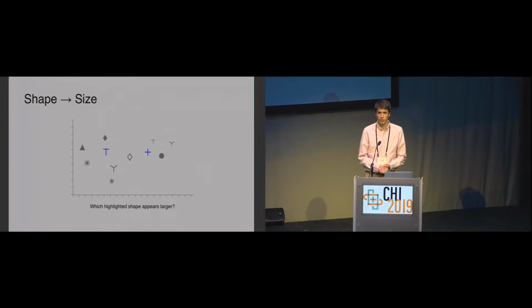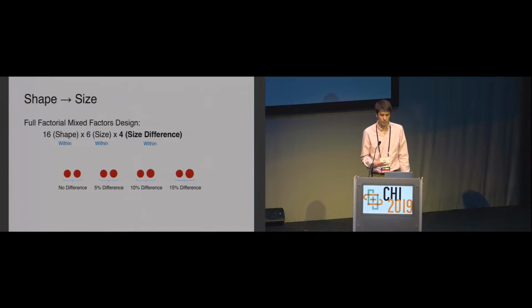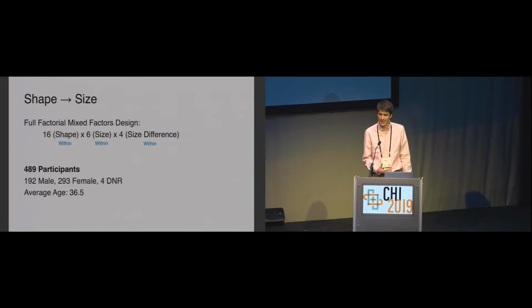And participants in this experiment saw a scatter plot like this with 2 target marks highlighted in blue, and they were asked to determine which of the 2 highlighted shapes appears larger. We again used a full factorial design where each participant completed 123 trials, and we tested the same set of shapes and sizes from the previous experiment. But now we're looking at size difference steps that we tested within, ranging from no difference to 15% difference in diameter. We recruited 489 participants for this study.